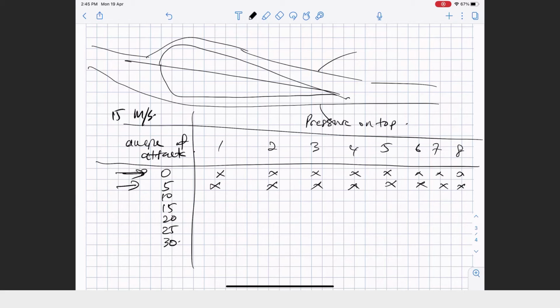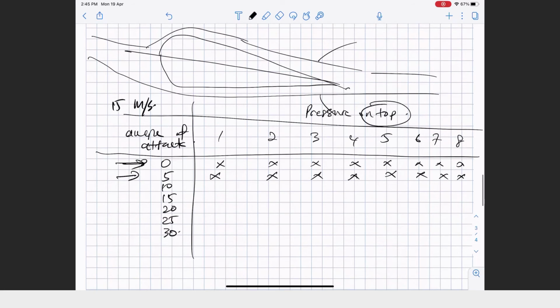And remember, this is on the top surface. You need to get this for the bottom surface as well. And then you carry on with the different angles of attack until you get to the angle of attack of 30 degrees. Okay, is everybody clear about this?